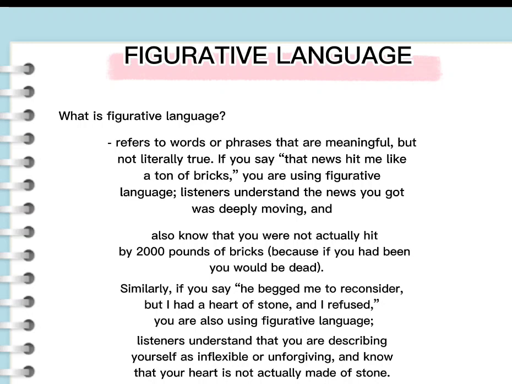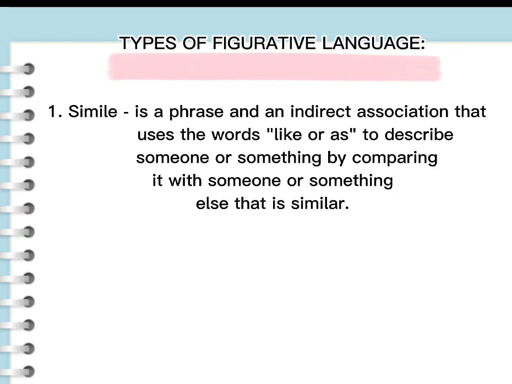Here are some of the more common types of figurative language and examples of their use. Number 1 is simile. A simile is a phrase and an indirect association that uses the words like or as to describe someone or something by comparing it with someone or something else that is similar. Don't forget our two keywords here, the words like and as, so that we will not make a mistake during examination. It is comparing someone or something else that is similar. Get it? I hope you get it.